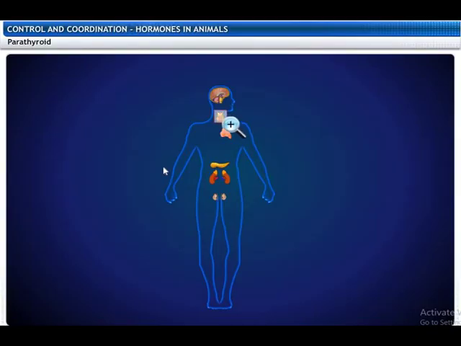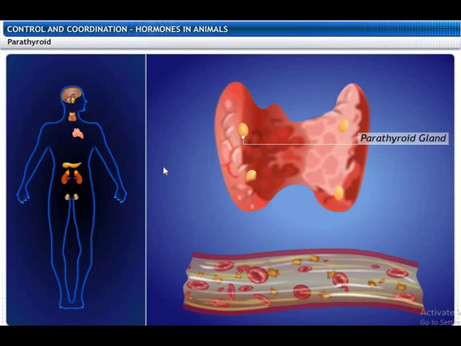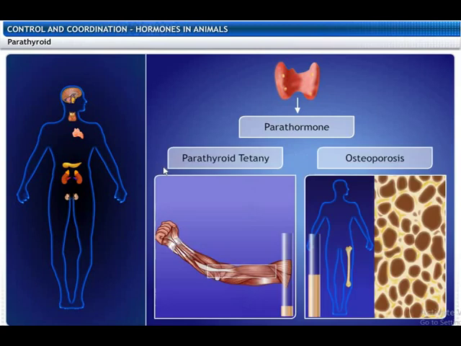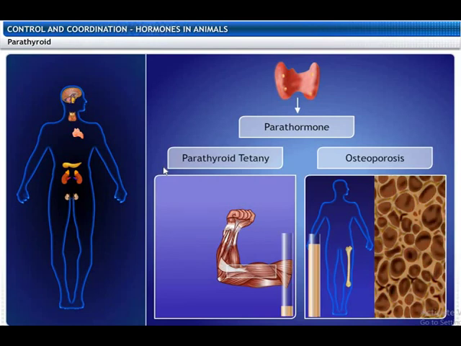Parathyroid glands are two pairs of small, oval-shaped glands embedded on the dorsal surface of the thyroid gland in the neck. It secretes a parathyroid hormone, or parathormone. Parathormone helps in the regulation of calcium and phosphate ions in bones and blood. Hyposecretion leads to parathyroid tetany, and hypersecretion causes osteoporosis.